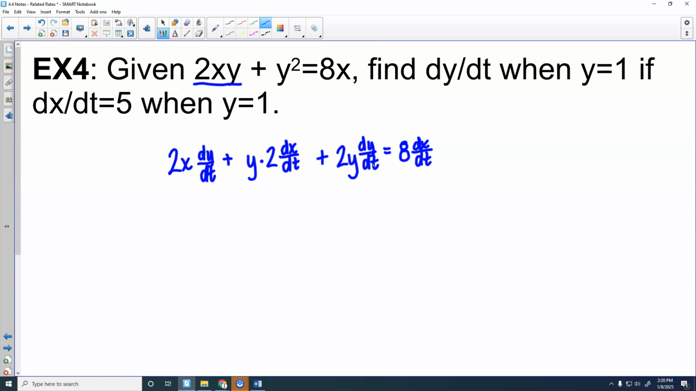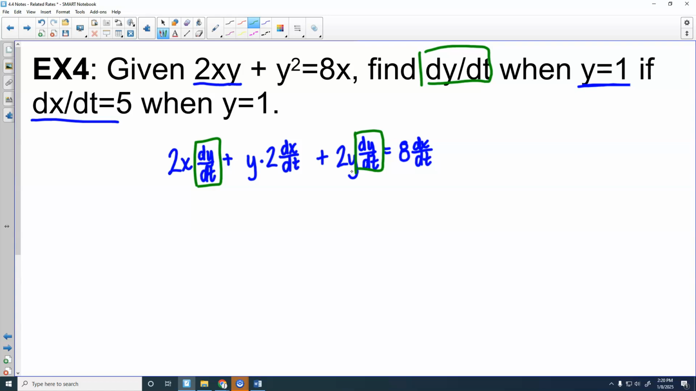I've got y equals 1. I've got dx/dt. I'm trying to solve for dy/dt, so I don't want to replace this. Much like the other problem, what is left that I need to find? We want to find dy/dt, that's what we're solving for. What other variable are we going to have to find in order to do that? The x, because it gives me y, it gives me dx/dt, but I don't have the x.